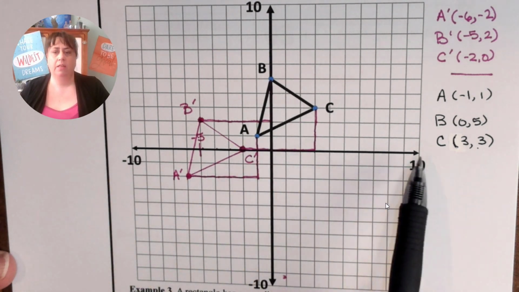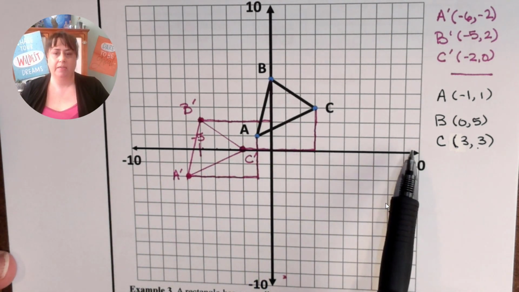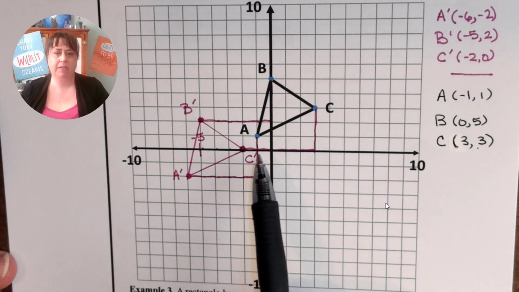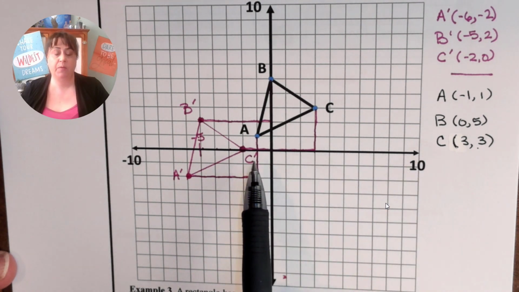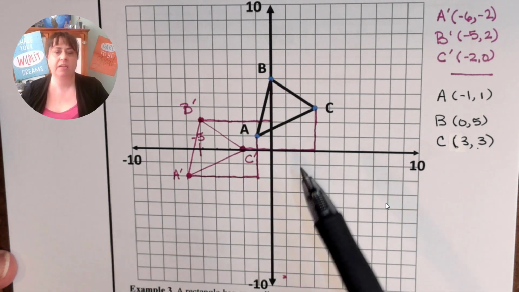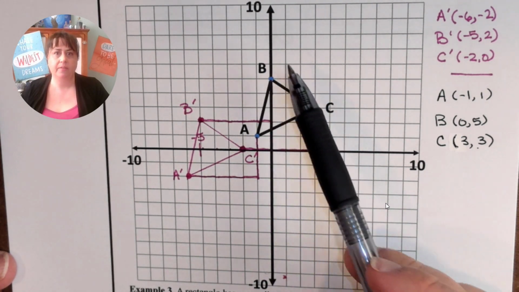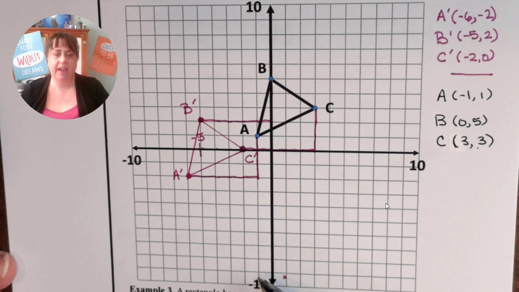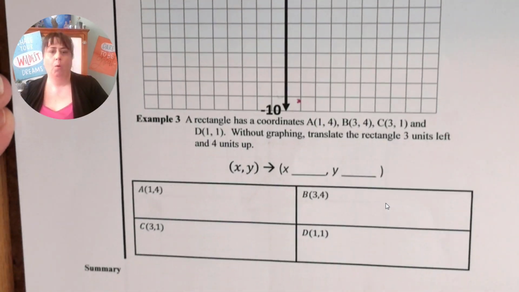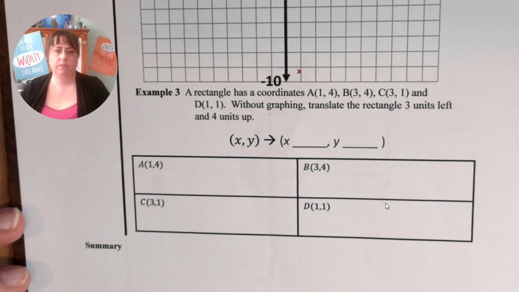If I'm on the x-axis and I move to the right, we know that that's adding because that's like on a number line. And if I move to the left, that is subtracting. If I'm on the y-axis, if I move up, that's adding. And if I move down, that is subtracting. We're going to keep that in mind when we do this next one.